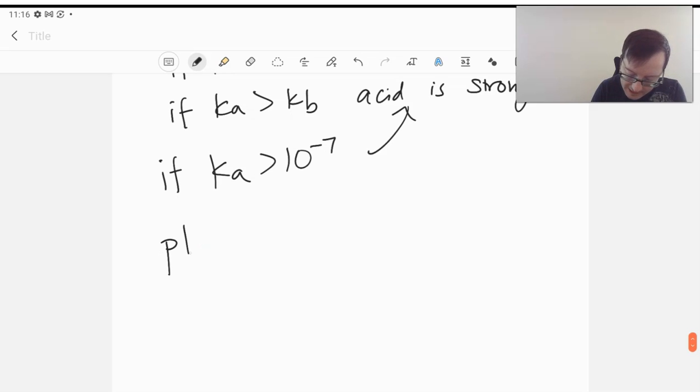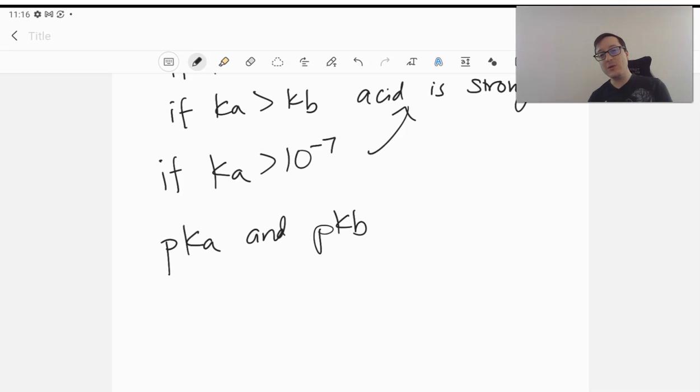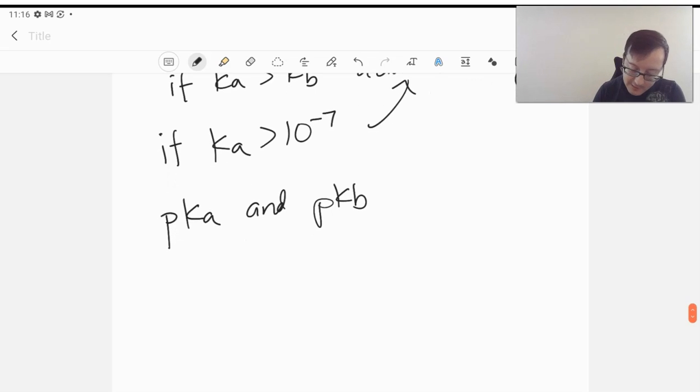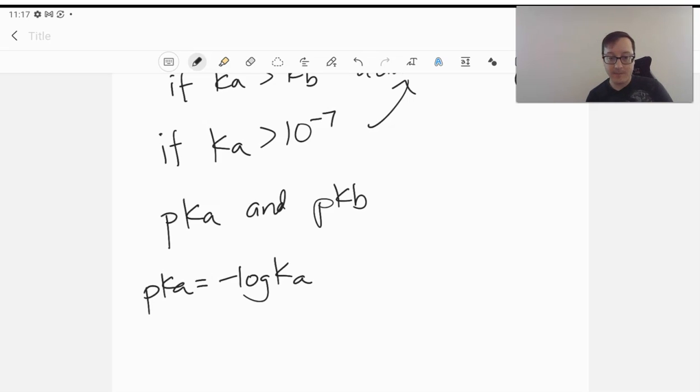is pKa and pKb. We use this p idea, which is the negative log, to talk about very small numbers. So you might see pKa instead. The pKa is simply the negative log of the Ka, and pKb, of course, would be the same for Kb. You might see these numbers presented because they're easier to work with.